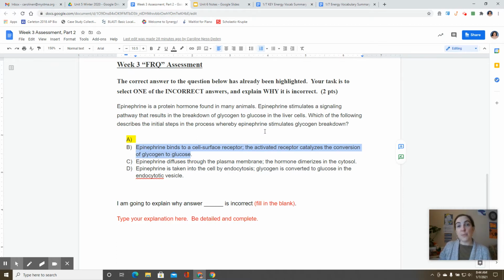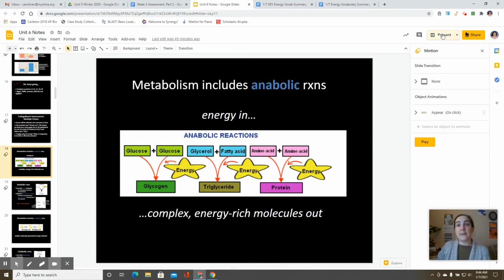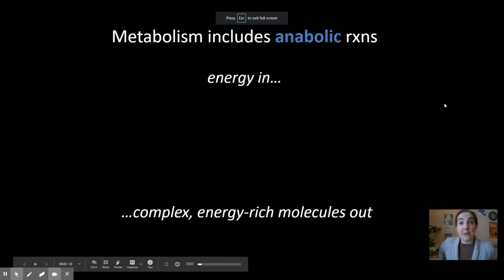So we're going to continue practicing these because this is a really important skill in your ability to take multiple choice questions in AP Bio. If you have any questions about those assessments as you get them back, please make sure to let me know.